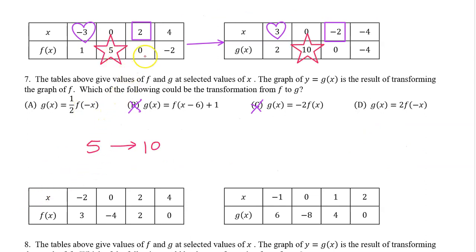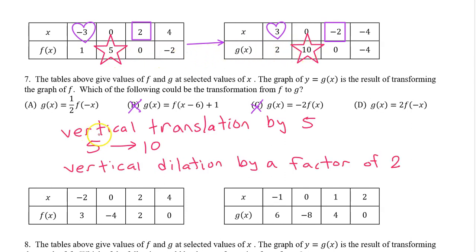Let's compare corresponding y values now. This 5 will transform into 10. This could either be a vertical translation by 5, because 5 plus 5 is 10, or a vertical dilation by a factor of 2, because 5 times 2 is 10.